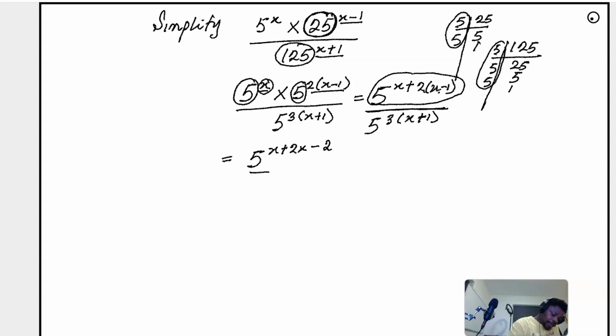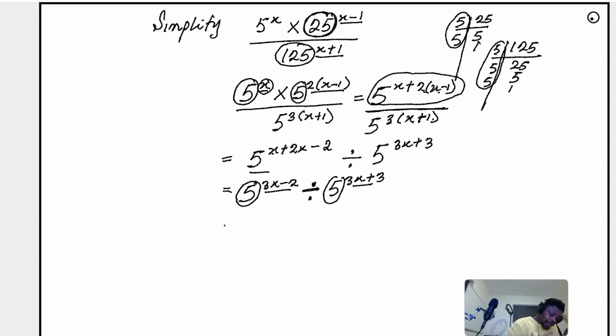Then divided, let's put the division like this so it's easier for us to say it. This times this, 3x plus this times this, 3. Now this is something like 5 raised to x plus 2x, that is 3x minus 2, divided by 5 raised to 3x plus 3. Now you have same bases divided, so you will subtract the powers. So this is 5, one of the base, so it is 3x minus 2, which is this power. Division is now minus in terms of power.